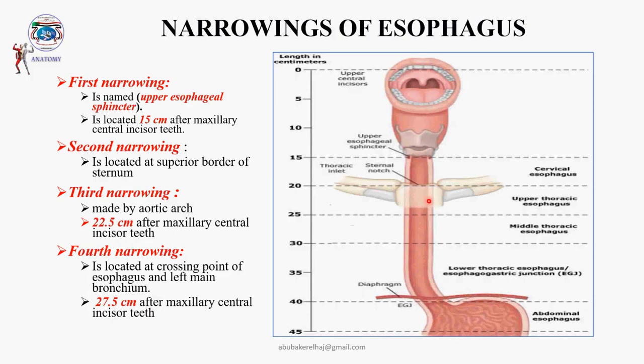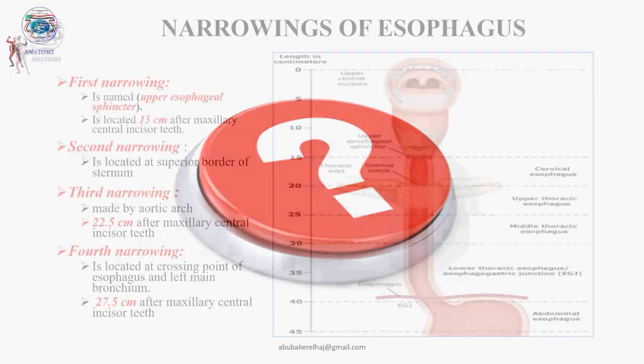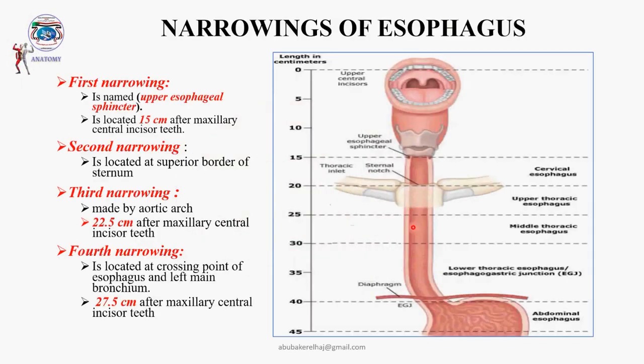And then we have the second narrowing area, located at the superior border of the sternum, and this is due to the crowding in the superior mediastinum, or during the entrance of the thoracic cage, so there is a little bit of stenosis from the crowding of structures in this area. As you know, we have a lot of blood vessels and other structures here. So the third narrowing is made by the aortic arch, about 22.5 centimeters after the maxillary central incisors.